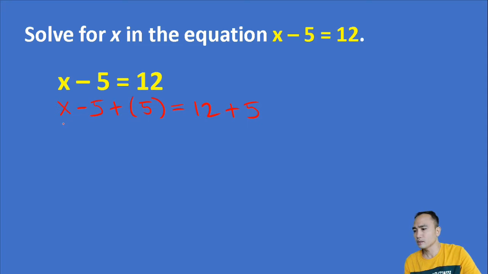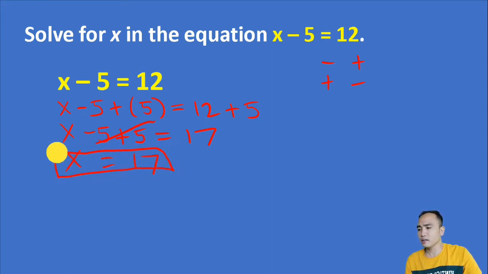Okay, next. Remove the parentheses. So negative 5, positive times 5 is positive 5. And then equals 12 plus 5 is 17. Next, x. Negative 5 plus 5 is 0. So if you are dealing with unlike signs, negative positive or positive negative, we are going to subtract and then copy the sign of the bigger number. So in this case, negative 5 plus 5 or 5 minus 5 is 0 or cancel. And then equals 17. Therefore, the value of x is 17.